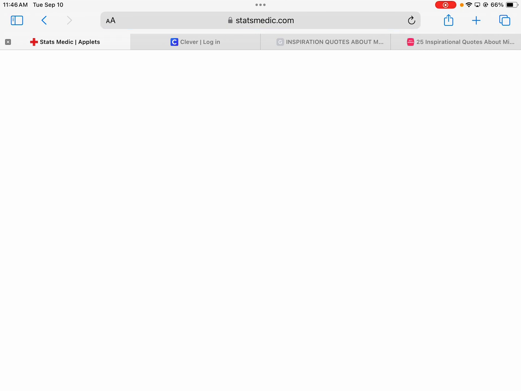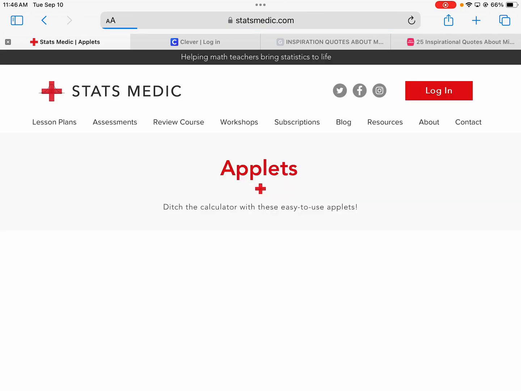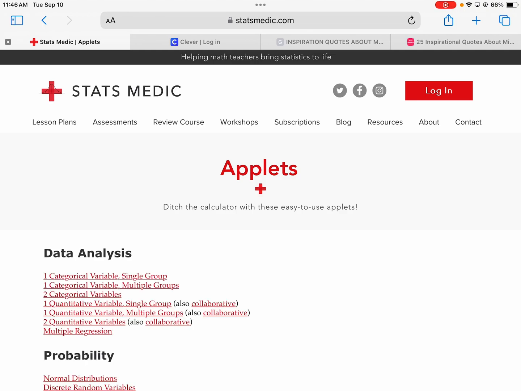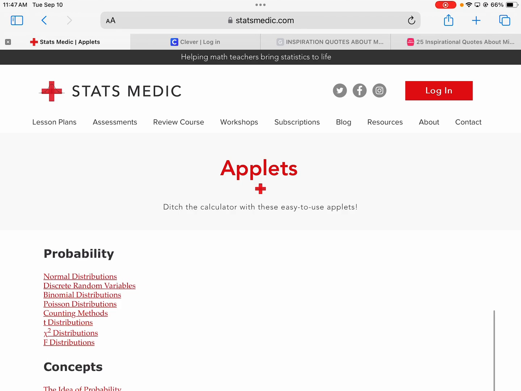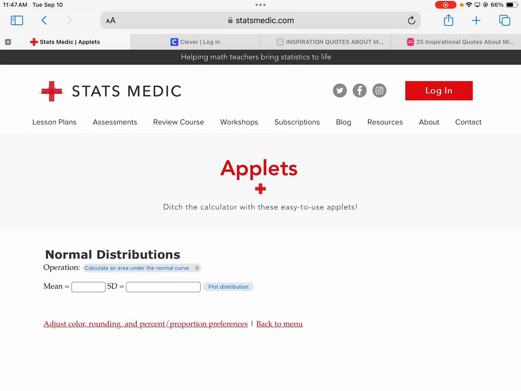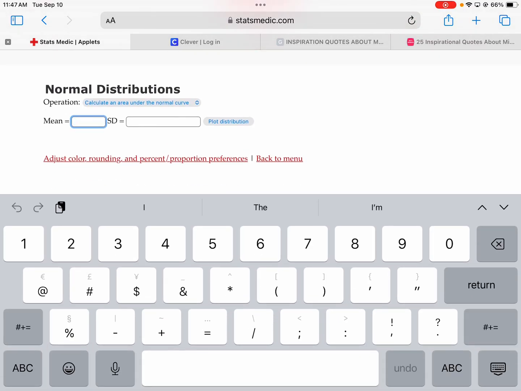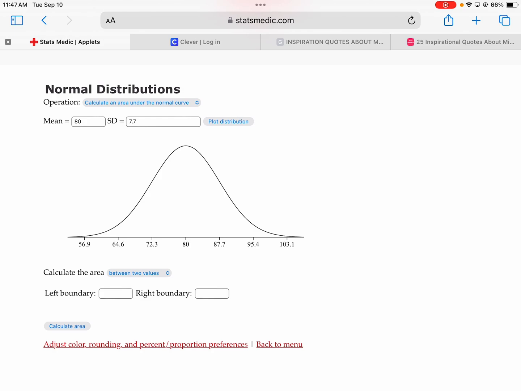All right, so statsmedic.com/applets. Which one are we going to choose this time? Normal distribution is the first one under probability. Okay, so we're going to choose normal distributions. And when I put it there, I put the mean in, which was 80, and the standard deviation, which it told me was 7.7, and we asked it to plot it.